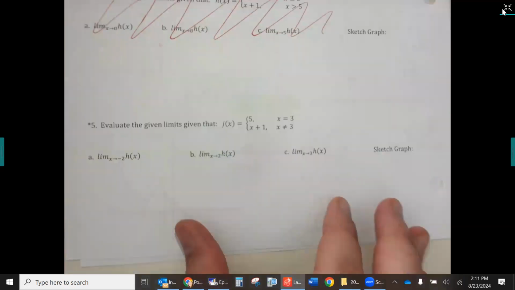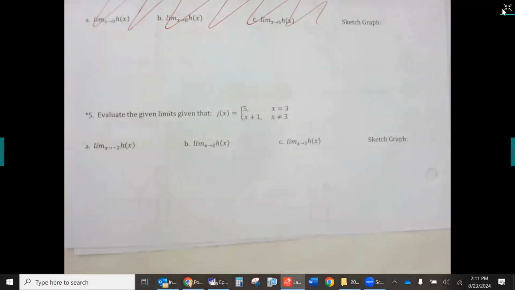Bottom one, I want you to look at the way your piecewise function is written. Does it say x less than 3 and x greater than 3? No, this is another type of piecewise. Here's how this one works. When x is 3, I'm going to pick a y value of 5. And anywhere that x is not 3, I'm going to use x plus 1 as my formula.